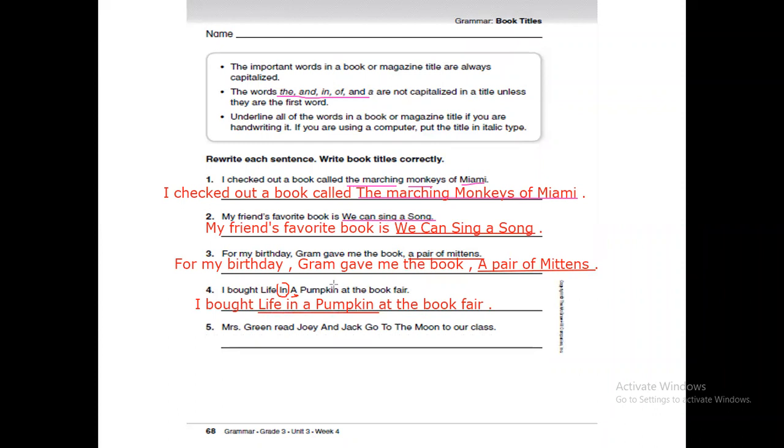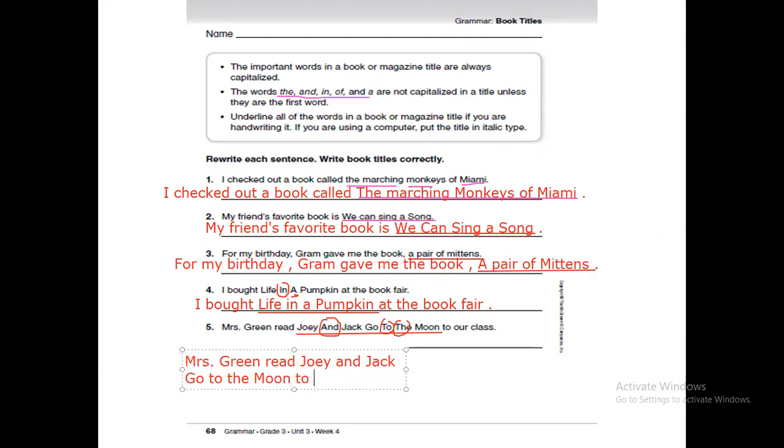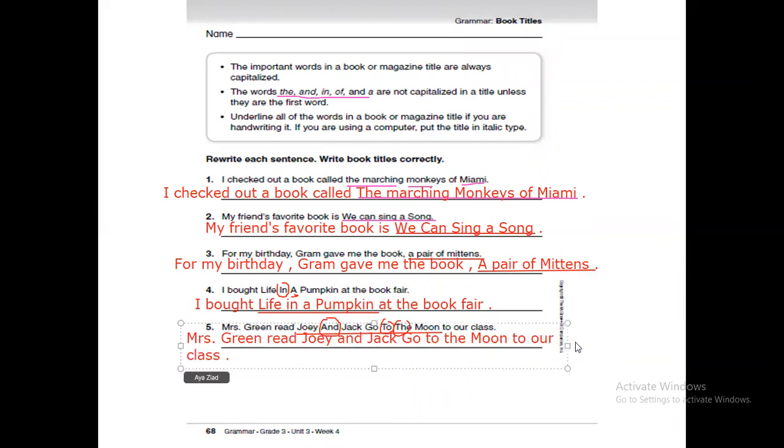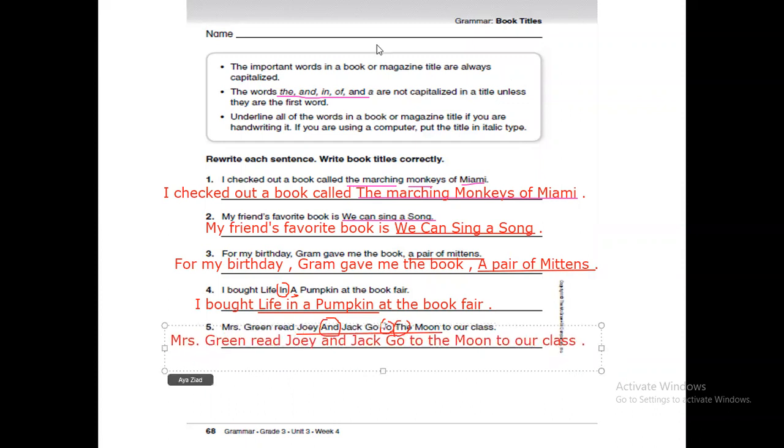Number 5, Mrs. Green read Joey and Jack Go to the Moon to our class. This is the title of the book, Joey and Jack Go to the Moon. They capitalized the word and, and it's a conjunction. It's not an important word. They capitalized to, they shouldn't capitalize it. They capitalized the, they shouldn't capitalize it. So let's fix the mistakes. Mrs. Green read Joey and Jack Go to the Moon to our class. Period at the end. Okay. Let me put it on the line. Underline the title of the book here. Joey and Jack Go to the Moon.